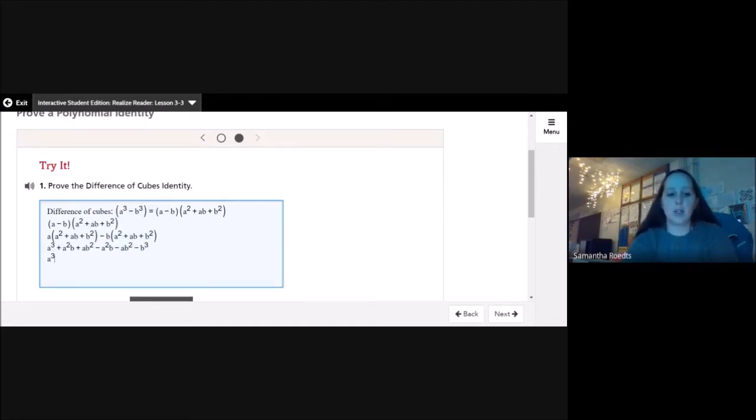Now I'm going to group my like terms together. I had a squared b minus a squared b, and then plus ab squared minus ab squared, minus b cubed. Okay, so when I simplify this, I get a cubed minus b cubed.